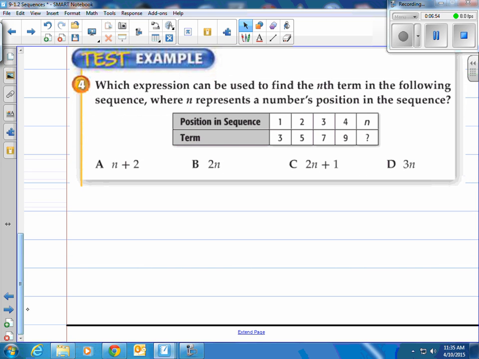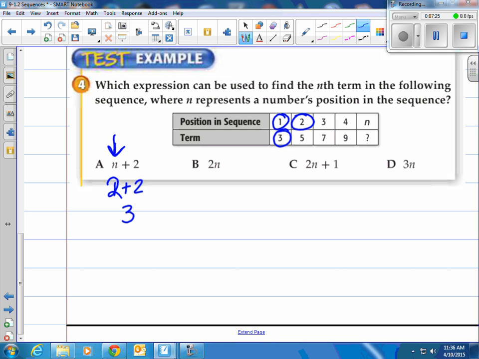All right, let's take a look at this last example here. Which expression can be used to find the nth term in the following sequence where n represents a number position in the sequence? Well, all you have to do is plug the numbers in and see what happens. So I'm going to take 1 and plug it in for this first one here. So it's 1 plus 2. That equals 3. Okay, that gave us 3. That's cool. I'll take the next one, 2. Plug it in here. So it's 2. What is that going to equal? Now it's 4. Oh, wait, that's not 4. That's 5. So it can't be this one.